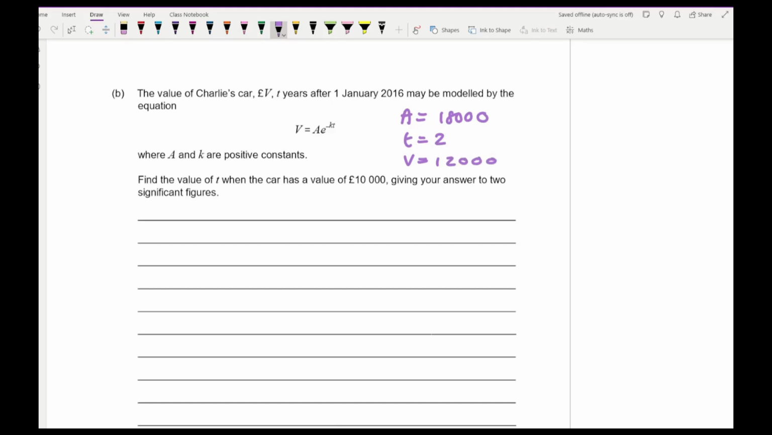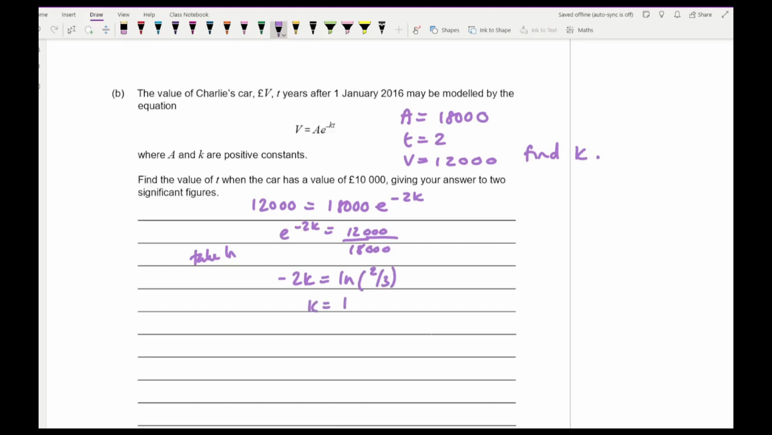First of all, we need to find the value of k. Substituting those numbers in, I get 12,000 equals 18,000 e to the power of minus 2k. Then doing a bit of rearranging, we get that e to the power of minus 2k equals 12 over 18. Take the ln of both sides, and we end up with ln of 2/3, which is 12,000 over 18,000 simplified. Then from this we work out the value of k: ln of 2/3 divided by minus 2 gives a k value of 0.203, to 3 decimal places.